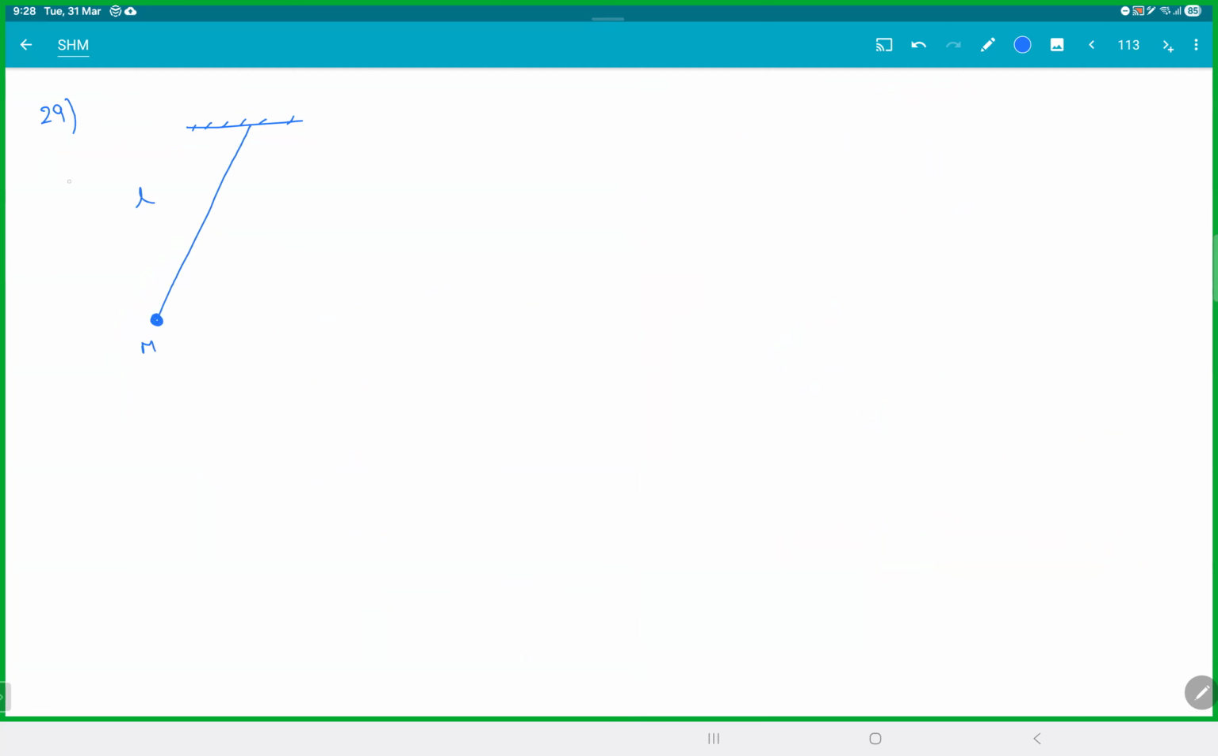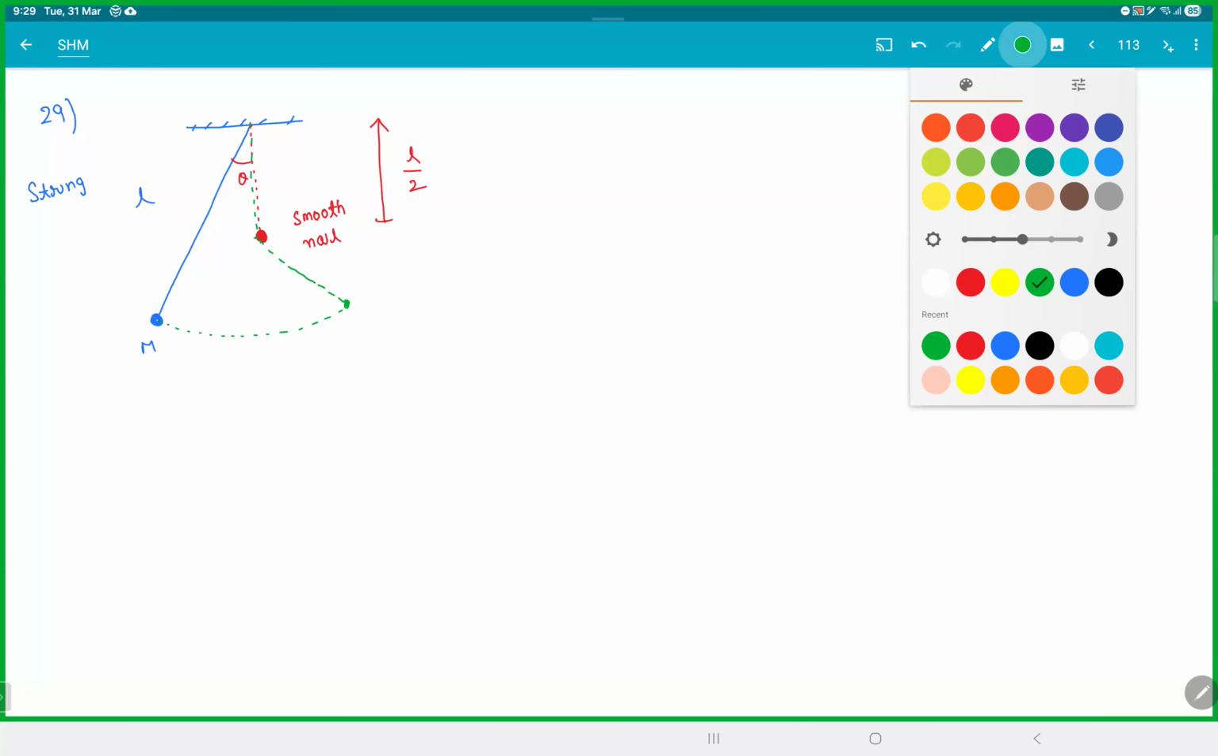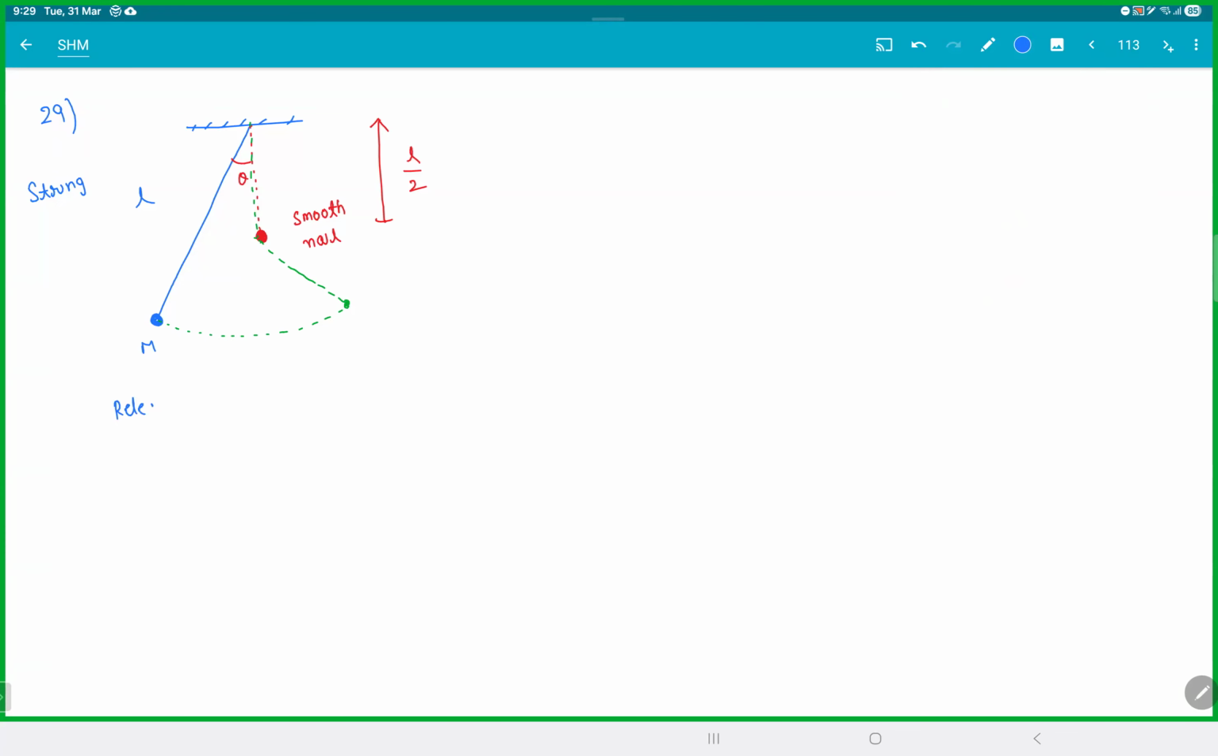Mass m, length L, this is a string. Now, exactly below this point of suspension here, you kept a smooth nail at a distance of L by 2. And now if you release this pendulum from here, theta, what will happen? This guy will swing, right? And once it reaches this vertical here, the nail will block the string and it will oscillate from here. Find the time period.